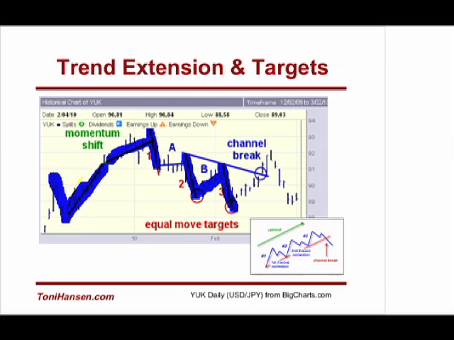And you can see that as it came back up into that channel resistance right here, it really didn't stall at it at all. It touched it, paused a little bit, and broke right through it. And that's a very, very common type of action. You can see that in a little bit of the template that I have down there in the lower right-hand corner.